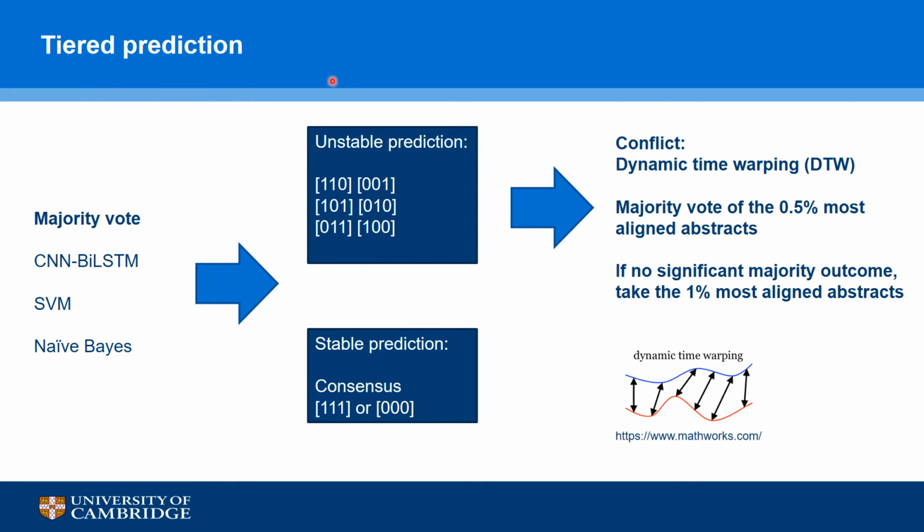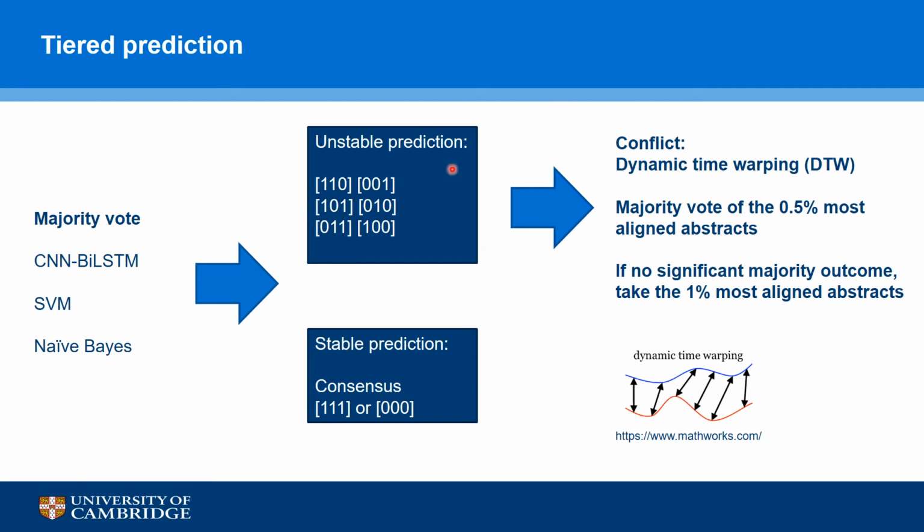We used a tiered prediction strategy. We developed a majority vote using the CNN-BiLSTM hybrid model, the SVM and naive Bayes classifiers. We then had two outcomes. We had a stable prediction outcome where there was complete consensus in whether the abstract was DILI or not DILI.